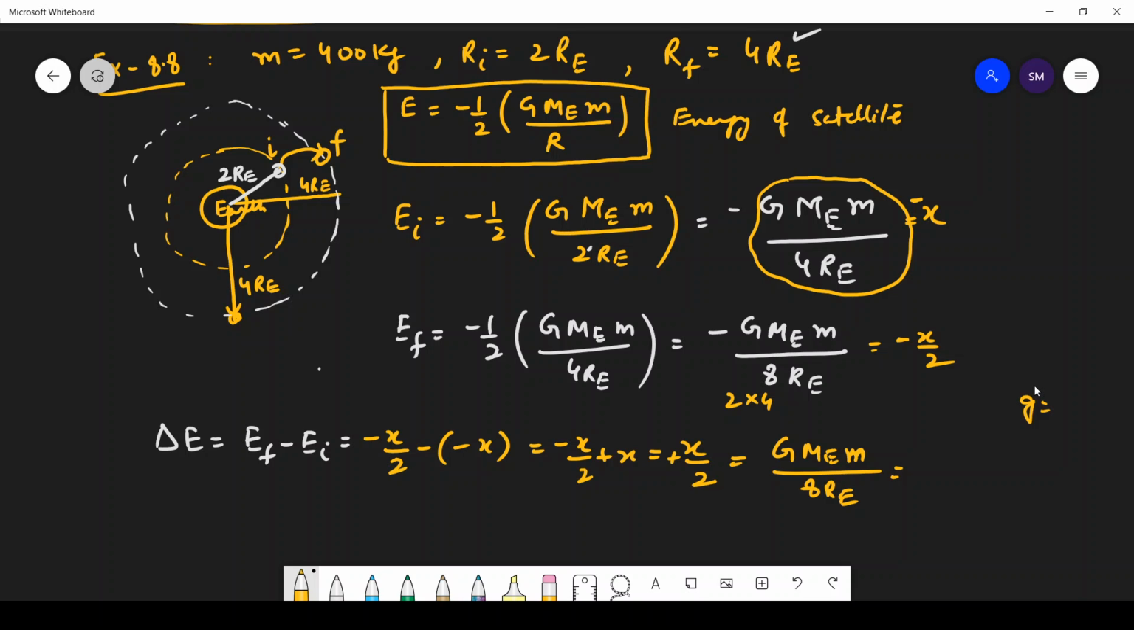Yes, what's G equal to? We did it yesterday. Equation number 8.12.